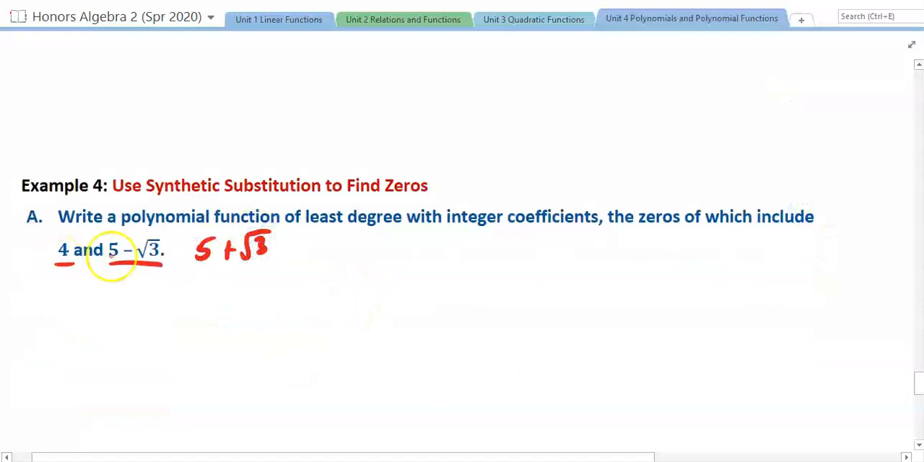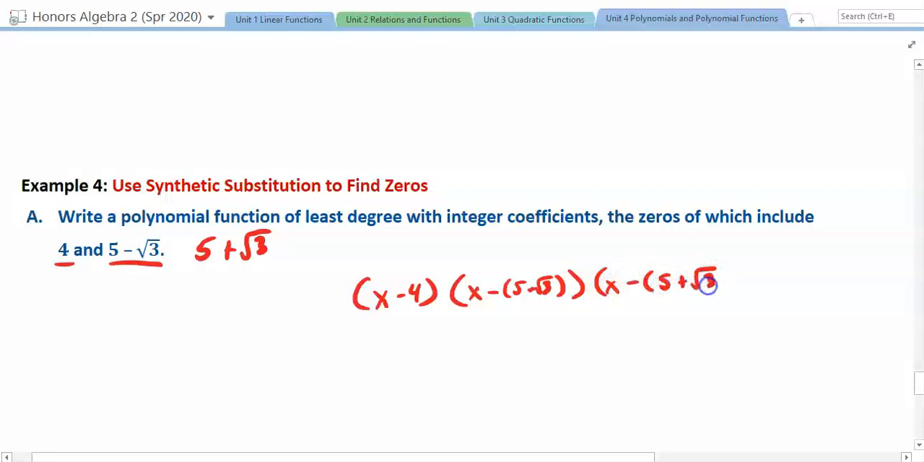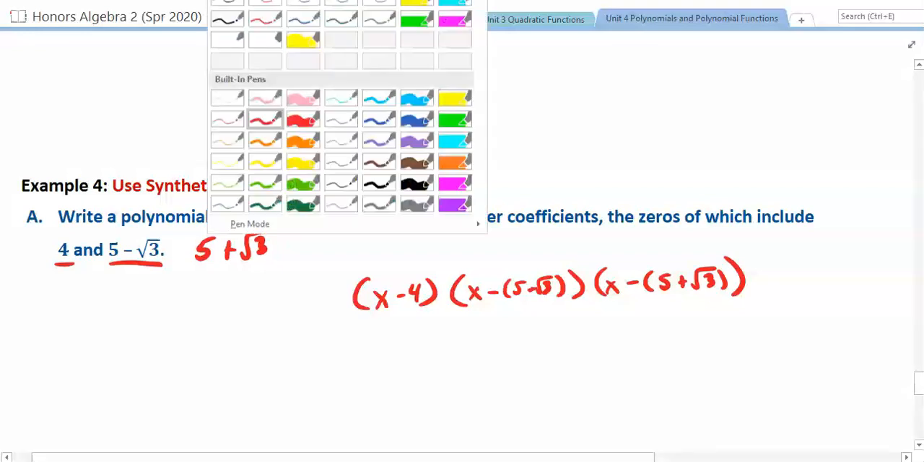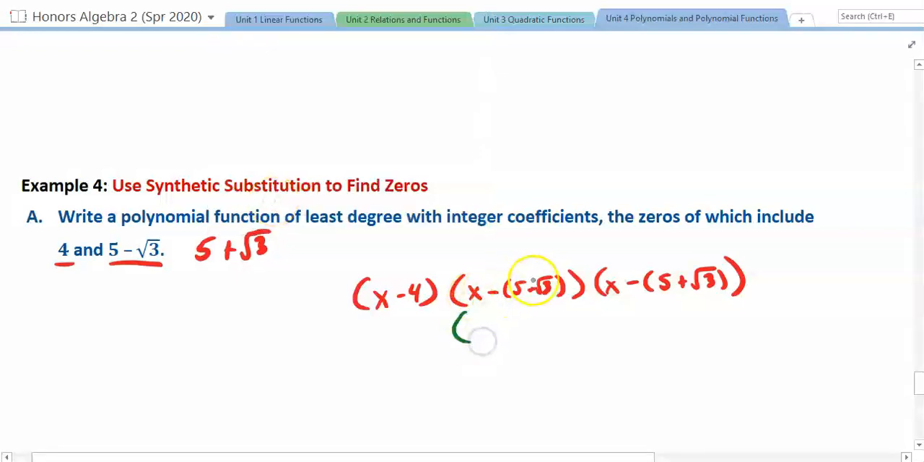Now, if these are my zeros, then I can plug them in as factors. So x minus 4, x minus 5 minus the square root of 3, and then x minus 5 plus the square root of 3. Now, I'm going to show you a little trick on multiplying these out, because this and this will come out to a difference of squares. So I'm going to leave this x minus 4 in the front for a second, and we'll come back to it. Distributing this negative, I get x minus 5 plus the square root of 3, and then x minus 5 minus the square root of 3.